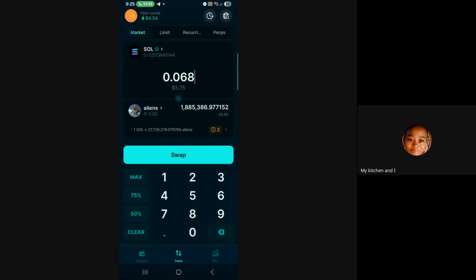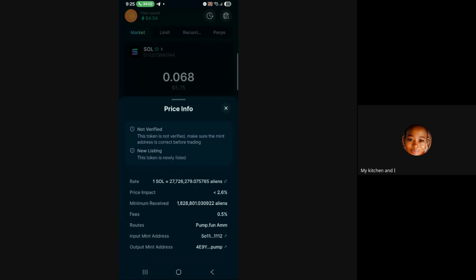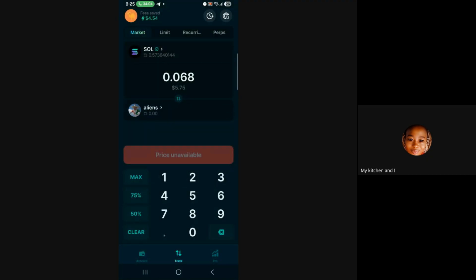You can see there is a warning sign. I'll click on it. Price impact is less than this. So with this, I can get this. Let me increase my holdings to 2.2 million. Then I'll go for a swap. Perfect. With this now, I've been able to buy the token.